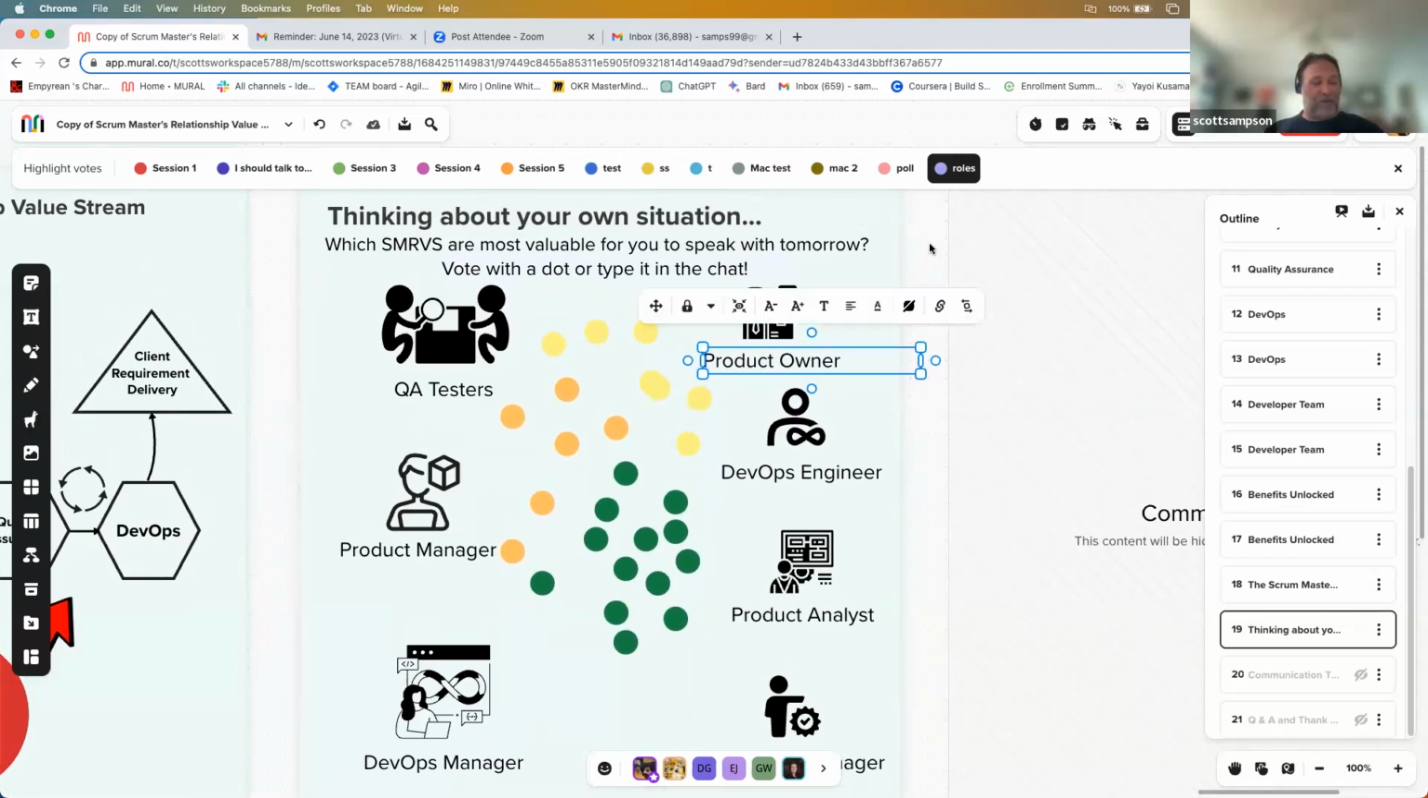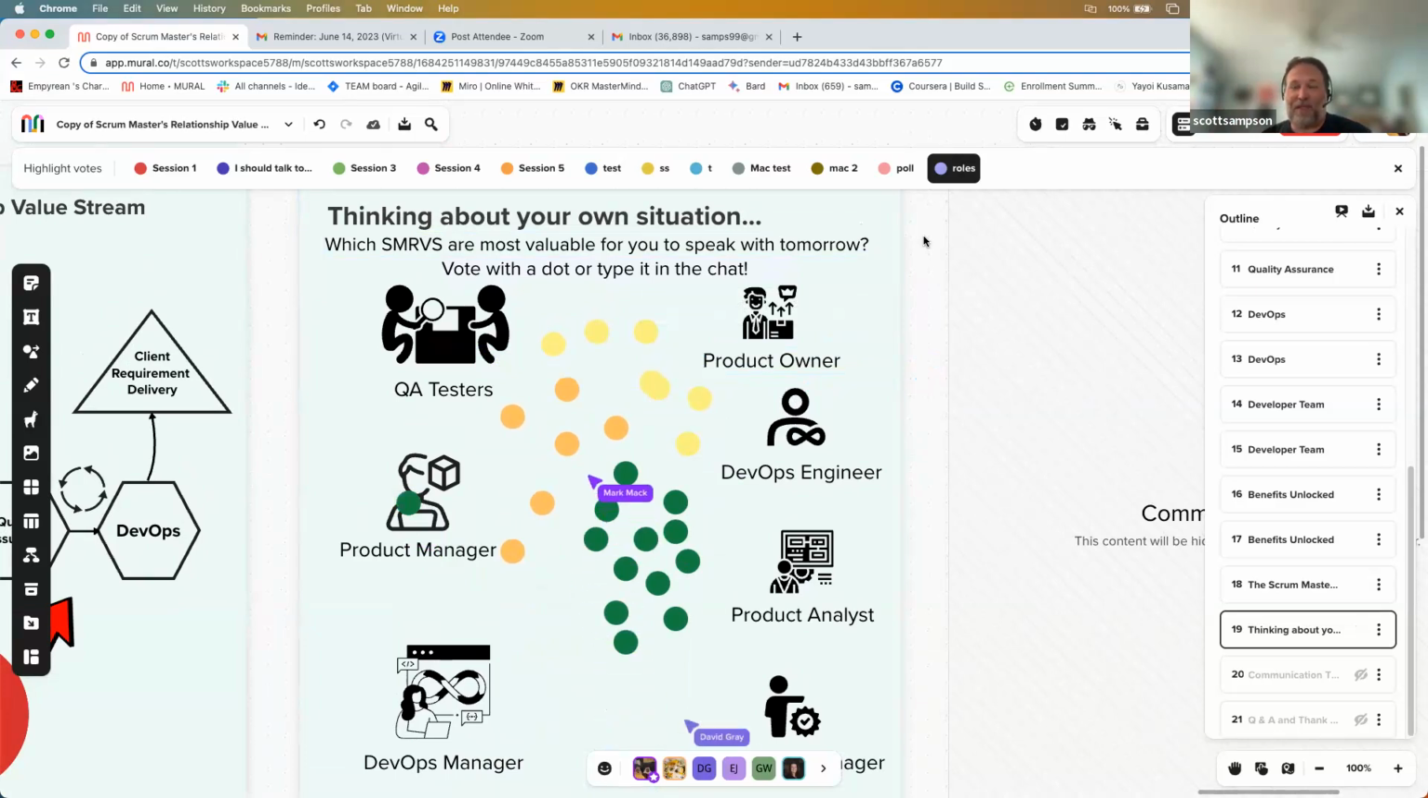So thinking about your own situation again, and the SMERVs that we identified across the value stream on the slide right before this, who would be the most valuable group for you to speak with tomorrow? You can grab a dot and vote, or type it in the chat, or just yell it out. Anyway is great. But just thinking about the topics that we talked about, that you could talk about with each one of these groups, where do you think you would gain the most value, and where would they gain the most value from you doing so?